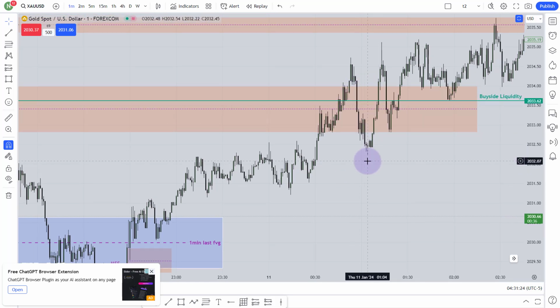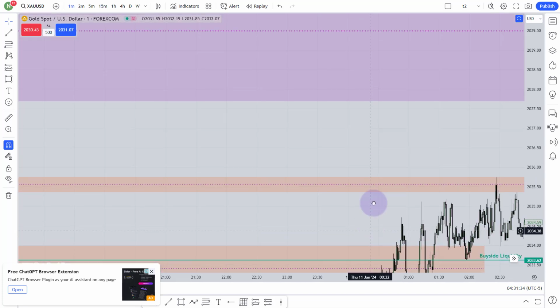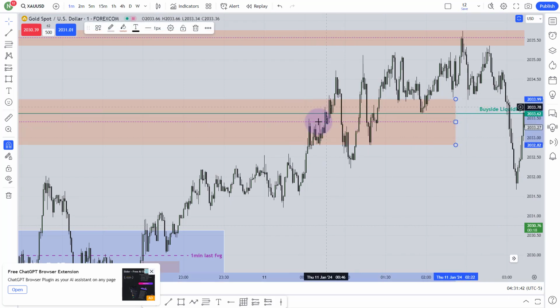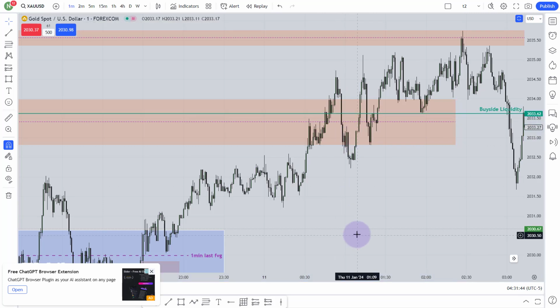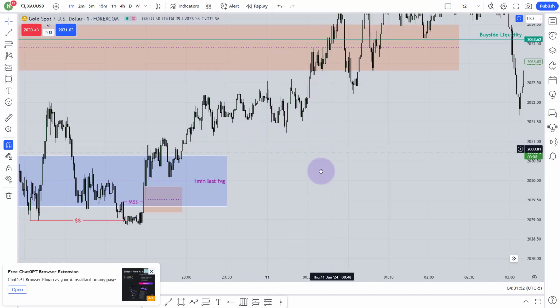Now remember, there were another two last fair value gaps from the 15-minute chart. So this was the first 15-minute last fair value gap. This is the last 15-minute fair value gap. Okay. So when price came to this 15-minute last fair value gap, I was thinking it will hold the price and it will send it back lower, and it will take some kind of liquidity from here. You see this low and that low, they are relatively equal lows. So maybe market is going to take that sell side liquidity.